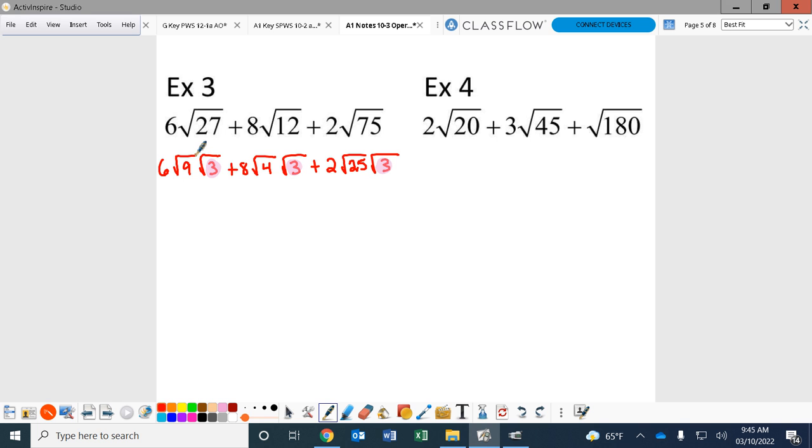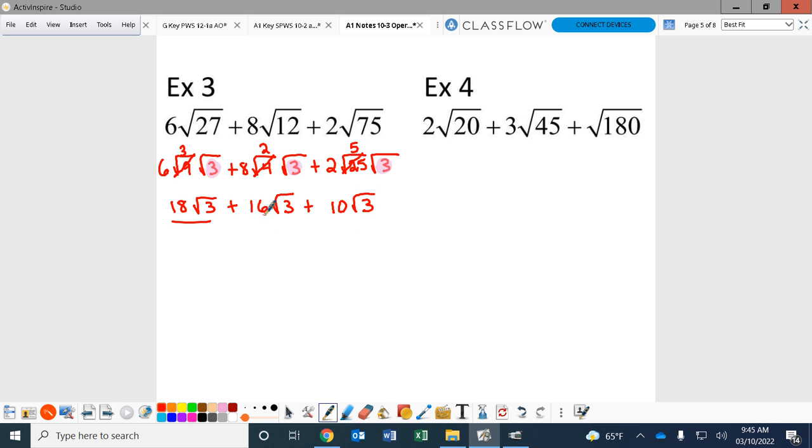Guys, what is the square root of 9? 3. And what is 6 times 3? 18 square roots of 3. Plus, guys, this is not going to be something I'm going to take just an answer on because this takes steps. The square root of 4 is 2, and 8 times 2 would be 16 square roots of 3. Plus, what is the square root of 25, guys? 5, and 2 times 5 would put it at 10 square roots of 3.